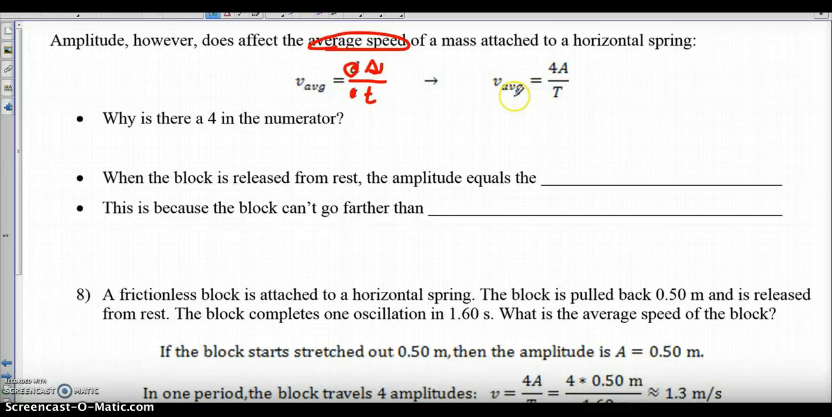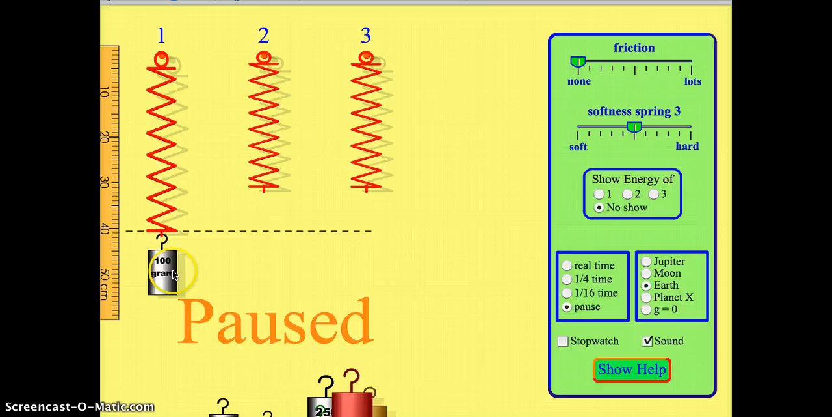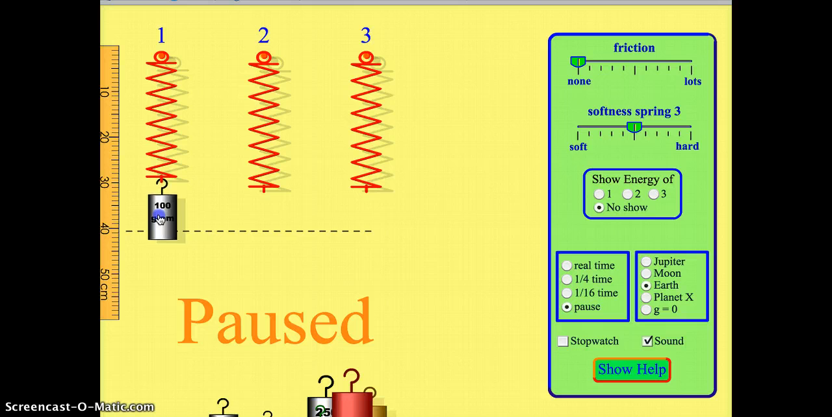Is that true? Let's go back to the simulation. Okay, here we are. I've got the simulation up. I'm going to push this thing up, and look at where I'm measuring my equilibrium. I'm measuring it from the bottom of the spring. So I push it up 1 amplitude, right? From the equilibrium line up to here, that's 1 amplitude. And now I'm going to let it go.